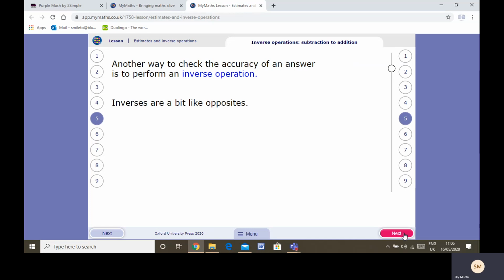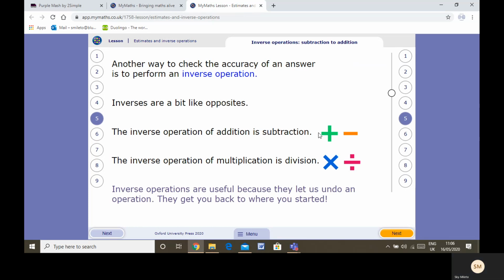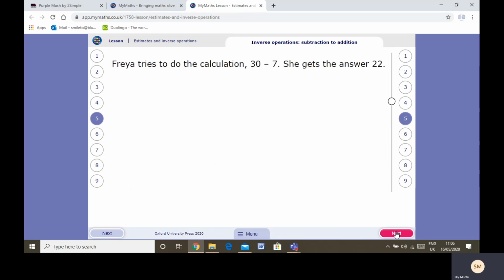Now, if you remember, we have a check at the end of our rucksack for our worded problems. To check the answer, we often ask you to use the inverse. Okay, so addition and subtraction are inverse of each other, and multiplication and division are inverse of each other. So Freya tries to do the calculation 30 minus 7. She gets the answer 22. How could she check that answer?